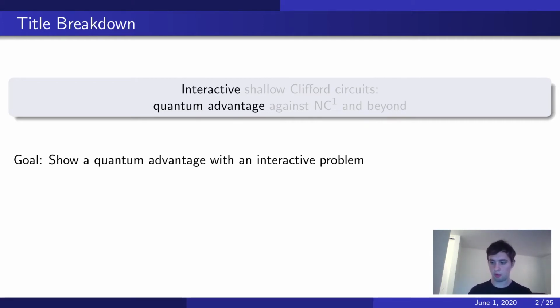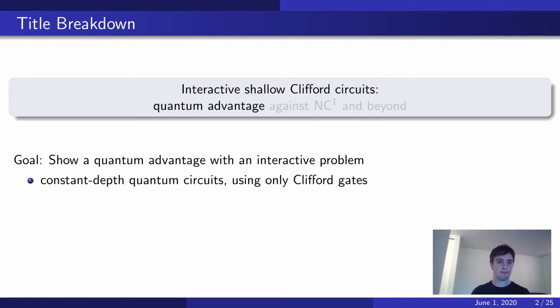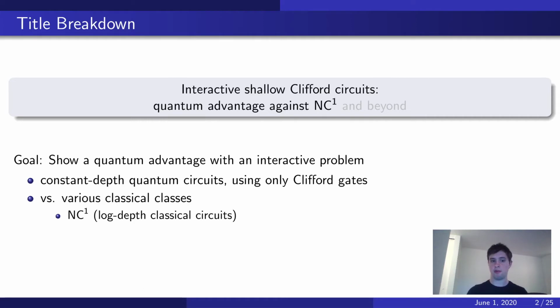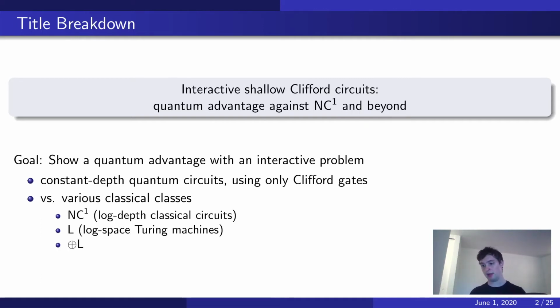On the quantum side, the class we're going to be looking at is constant depth quantum circuits, and specifically ones that are composed entirely of Clifford gates. And then on the classical side, we'll look at various complexity classes, so log depth classical circuits, NC1, and beyond. In particular, log space and a class called parity L will feature prominently. So that's it. We're proving a quantum advantage with an interactive problem.